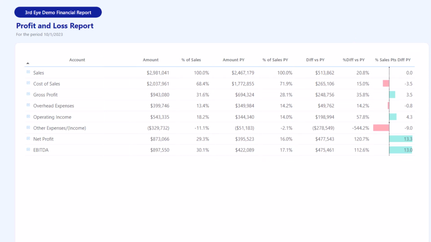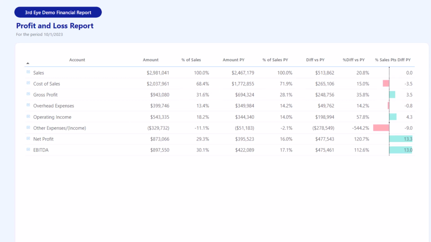Now, one of the most important metrics for a business is gross profit margin. In this example, we can see the gross margin increased 3.5 percentage points from the prior year's 28.51% to this year's 31.6%. So this is a strong improvement, but the question is why?